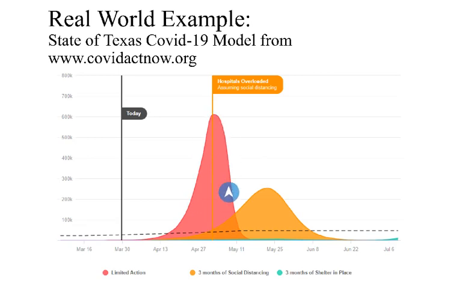And hey, look, it's the flatten the curve thing. This is the one that's actually for the state of Texas. This is from covidactnow.org if you want to go check it out yourself. And then it shows that if we had done nothing, the hospitals would be overloaded somewhere at the beginning of May. That's for the state of Texas, not the country nationwide.